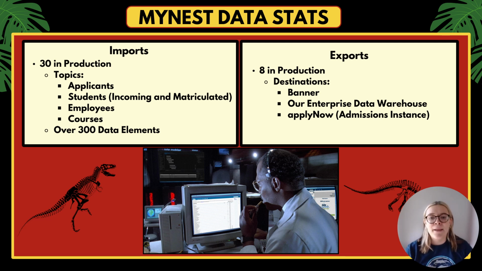On the export side, we have 8 active integrations sending data out to Banner, our data warehouse, and our Apply Now instance. A great real-world example of this is our pre-certification for graduation. We used to manage that process in Banner, but now advisors enter the information directly into Slate. From there, we run an export that automatically sends data to Banner where it's processed. It saves time, reduces manual error, and keeps advisors from having to bounce between systems. In short, it's like giving our Raptors little walkie-talkies and fewer fences to climb.